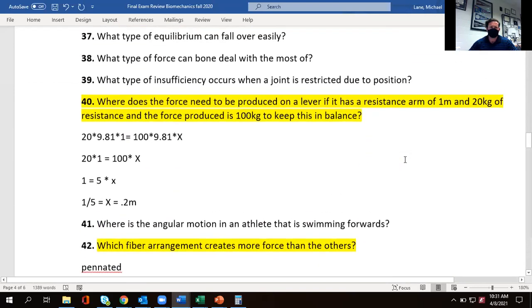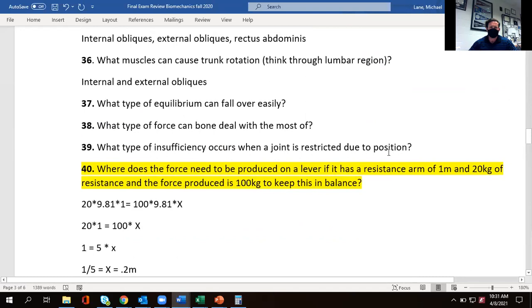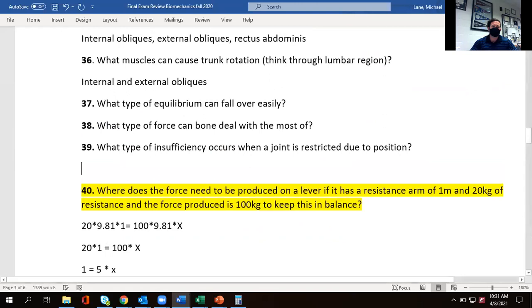Okay, 39. Oh, okay. So remember, now we're talking about active and passive insufficiency. Okay, so depending on the positions of our joints, what's going on with our ability to produce force? Okay, so is it going to be active or passive insufficiency when a joint is restricted due to position?